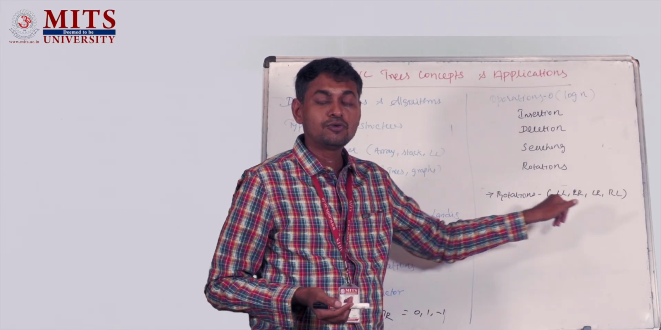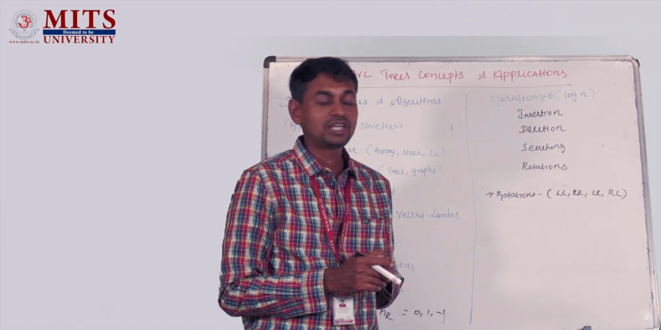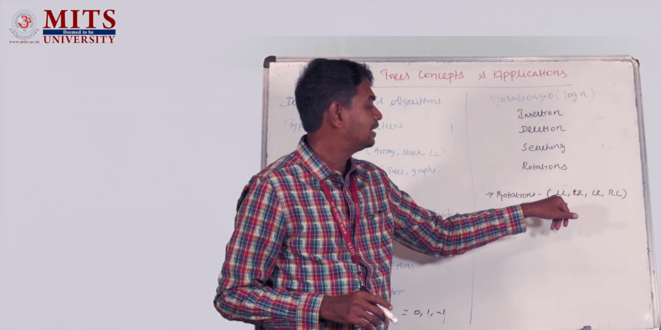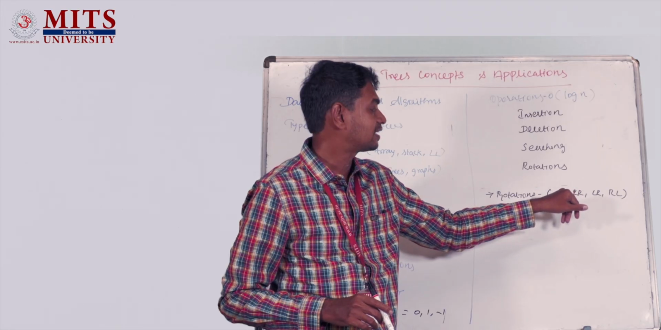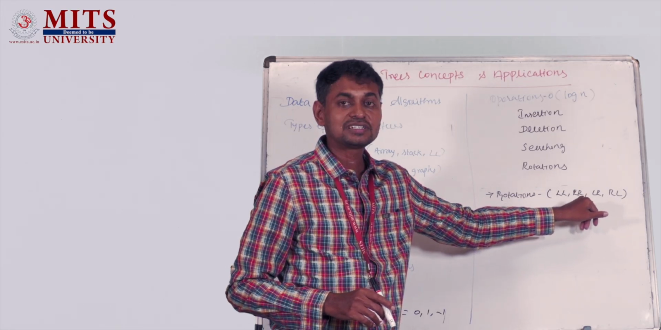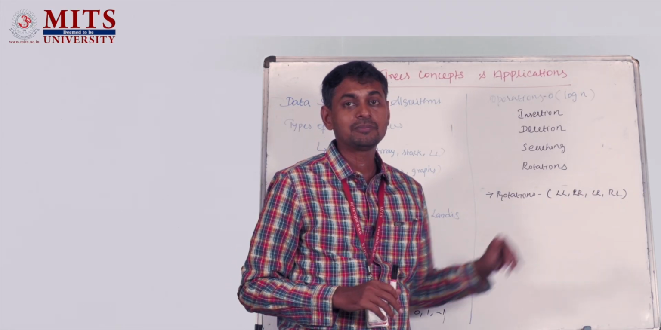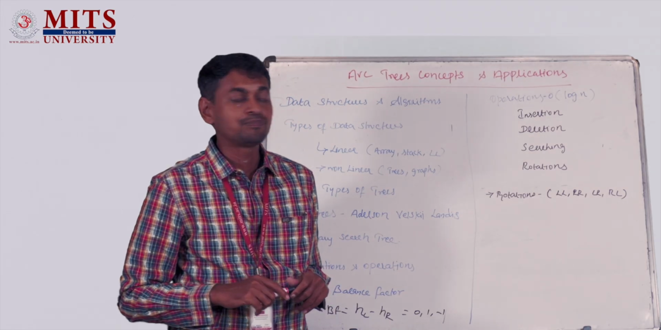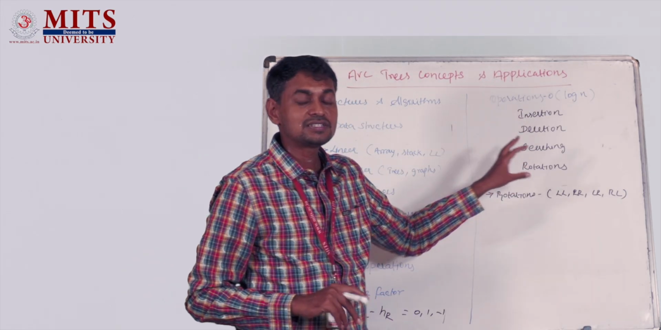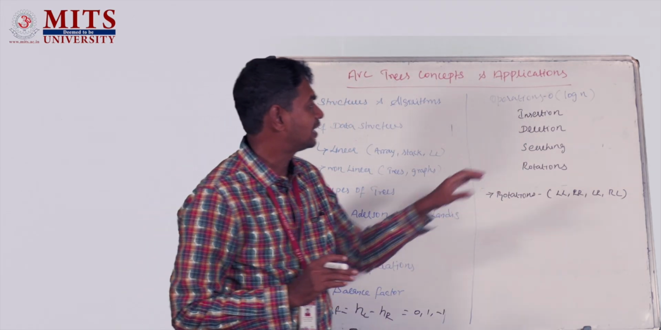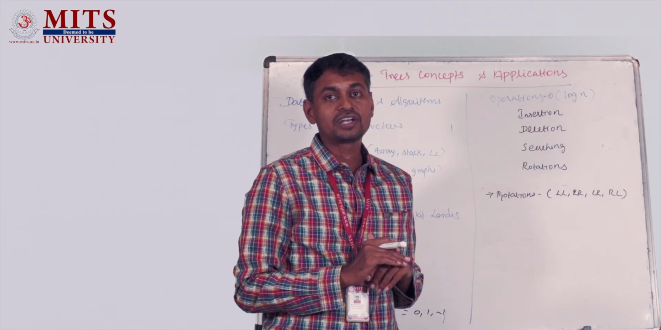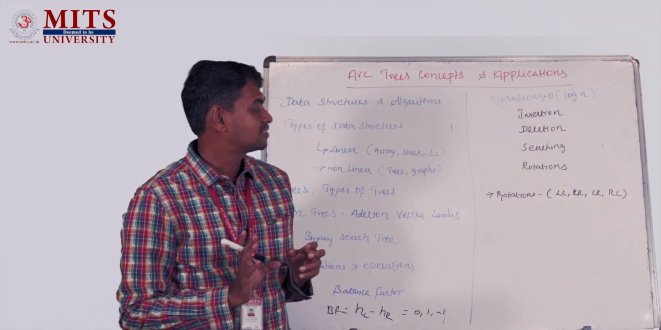So there are four kinds of rotations. One is a left rotation, another is a right rotation, another is a left right rotation, and another is a right left rotation. For performing all these operations, we have some running time, which is O of log n. It is a logarithmic time calculation only.